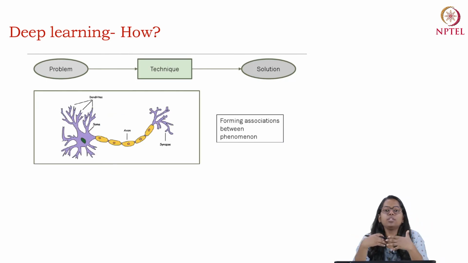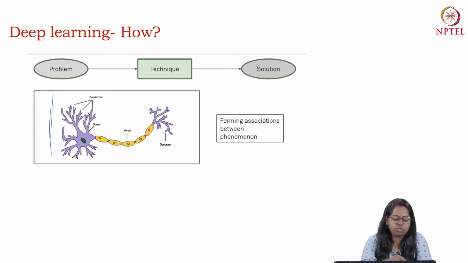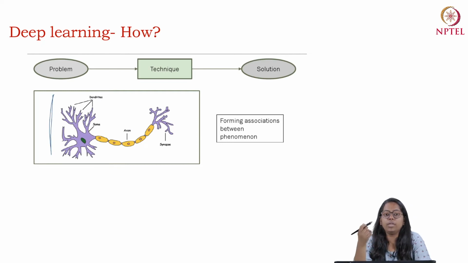Now, in the case of human beings, these associations are being made in our brains, right? But what exactly constitutes the brain? We have these neurons, or brain cells, as they are called. We have a lot of these neurons present in our brain, which helps us to perform the cognitive reasoning that we want.